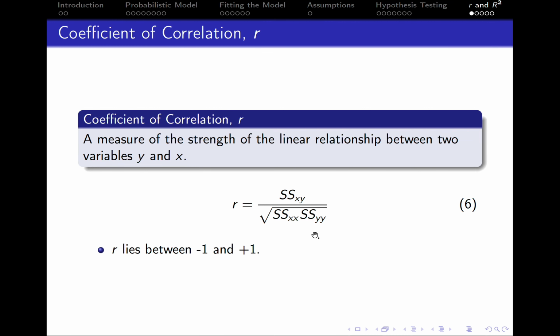And in the last video, I would like to discuss two coefficients, which is coefficient of correlation denoted by R and coefficient of determination. So coefficient of correlation is a measure of the strength of the linear relationship between two variables y and x, and it is estimated using this expression over here. What you need to remember is that the coefficient of correlation lies between -1 and +1. So it cannot be lower than -1 and it cannot be higher than +1.